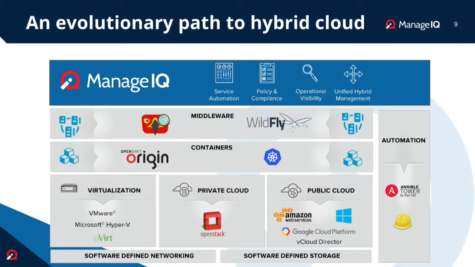Again, another more detailed look at the kind of things that ManageIQ can manage, discover and control. So we have middleware and, like I said, containers with OpenShift and Kubernetes, and from virtualized environments to public clouds and private clouds, and even software-defined networking and storage.